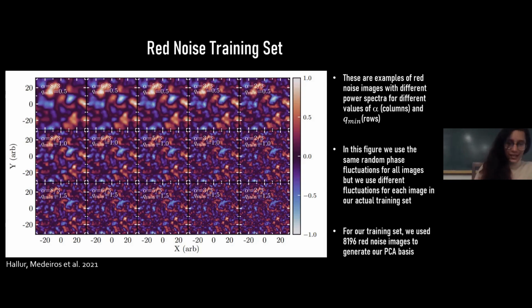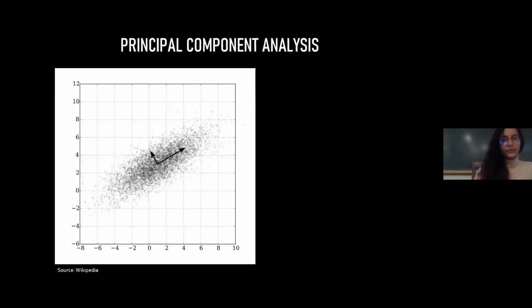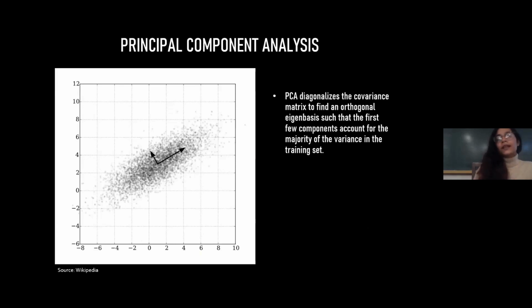Now I keep talking about PCA, but I haven't defined it yet. It's very simple. PCA diagonalizes the covariance matrix to find an orthogonal eigenbasis such that the first few PCA components account for the majority of the variance in the training set. Now this is a handful, but it's very simple.